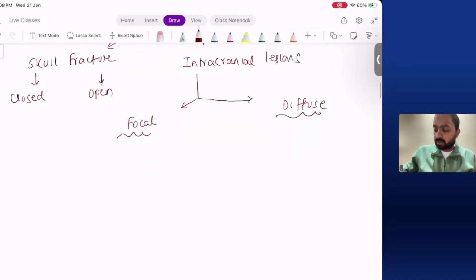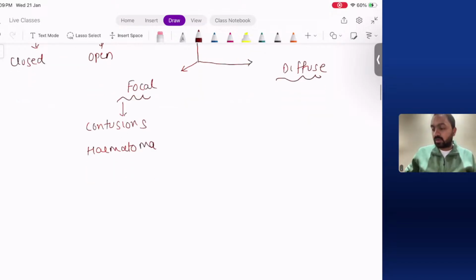When you talk about focal, what do we come across? We come across contusions and then hematoma. When we talk about hematoma, what types do we see? We see EDH, that is extradural hematoma, and then we have SDH, that is subdural hematoma. And in traumatic cases, we also sometimes find contusions, or basically ICH, or we have SAH, that is subarachnoid hemorrhage, or intraventricular hemorrhage.